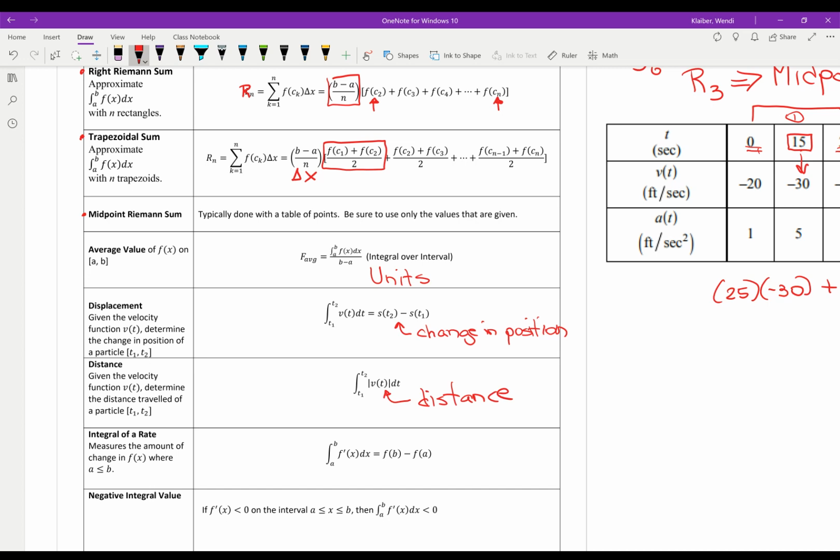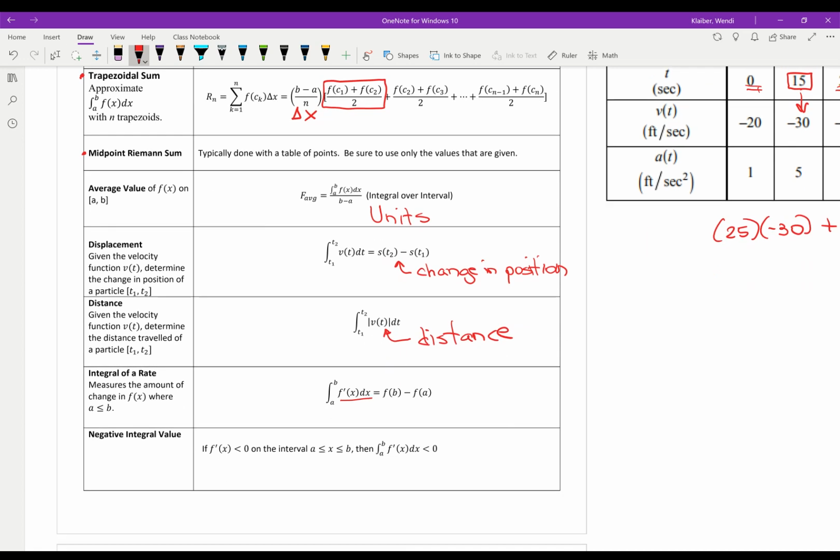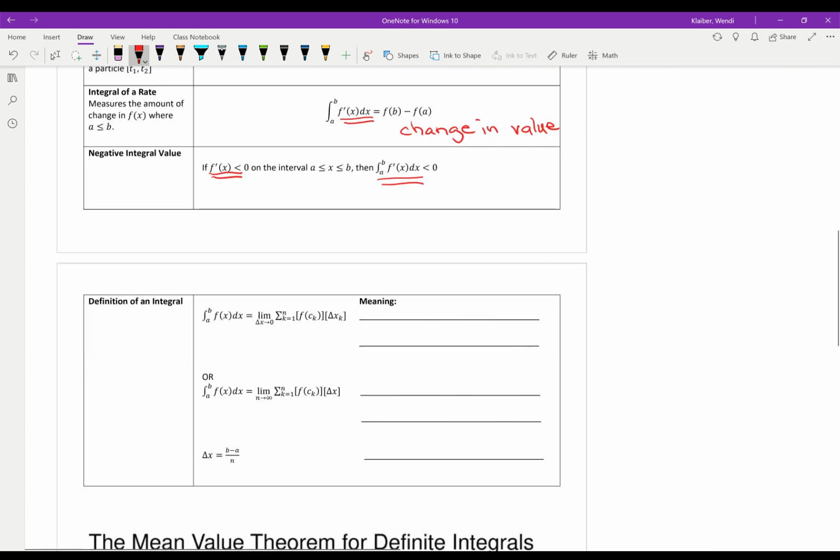Now that's in the context of velocity. What if you have an integral of a rate that's not velocity? Well, it too will always just equal the change in value. Now the units will be different. It might be gallons per minute. It might be horses per hour. I don't know. But whatever the input is, that's your change in value. We talked about if a function is negative, then the value of the integral will also be negative.